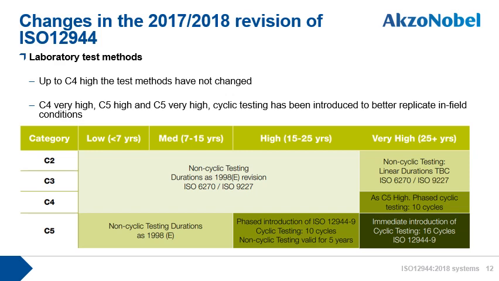Last but not least, we will be covering the changes to laboratory test methods. The test criteria for systems up to C4 high durability remain the same as in the previous revision. The key change is for systems used for C4 very high durability, C5 high durability, and C5 very high durability. For these systems, cyclic corrosion testing has been introduced.